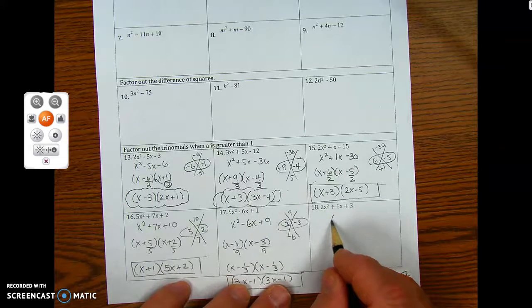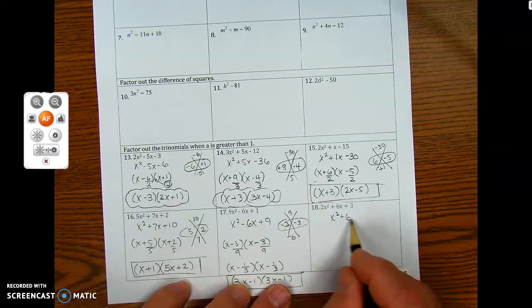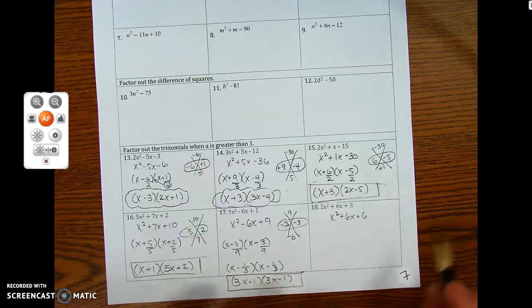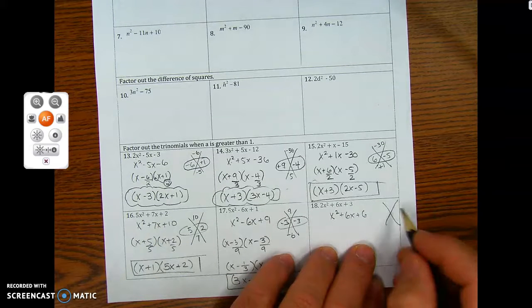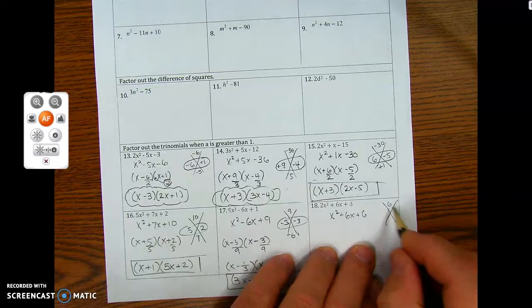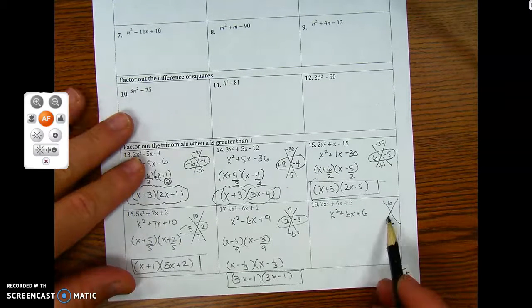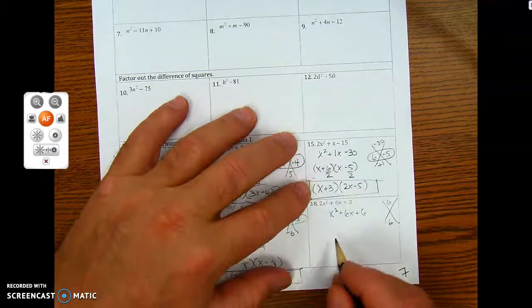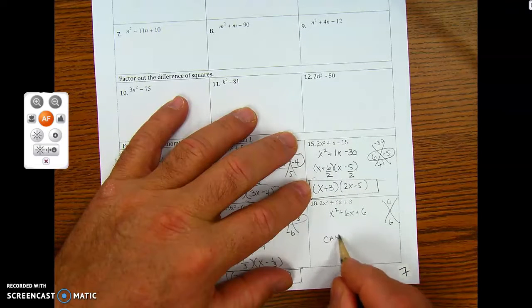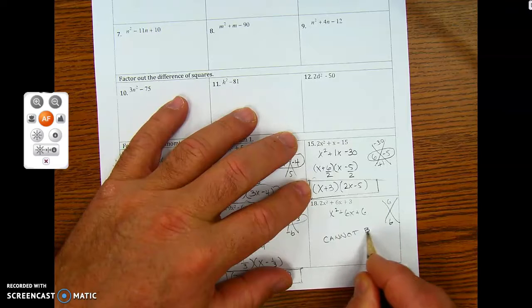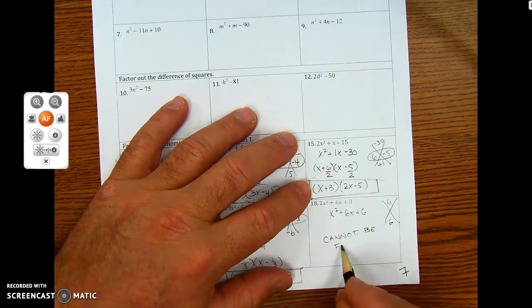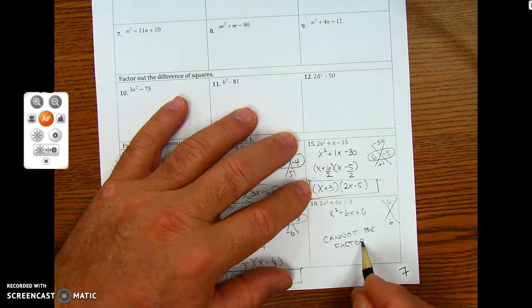Okay, x squared plus 6x plus 6. 6 here, 6 here. We put a tricky problem on here. There are no factors of 6 that add up to 6, so this cannot be factored. Okay, guys?